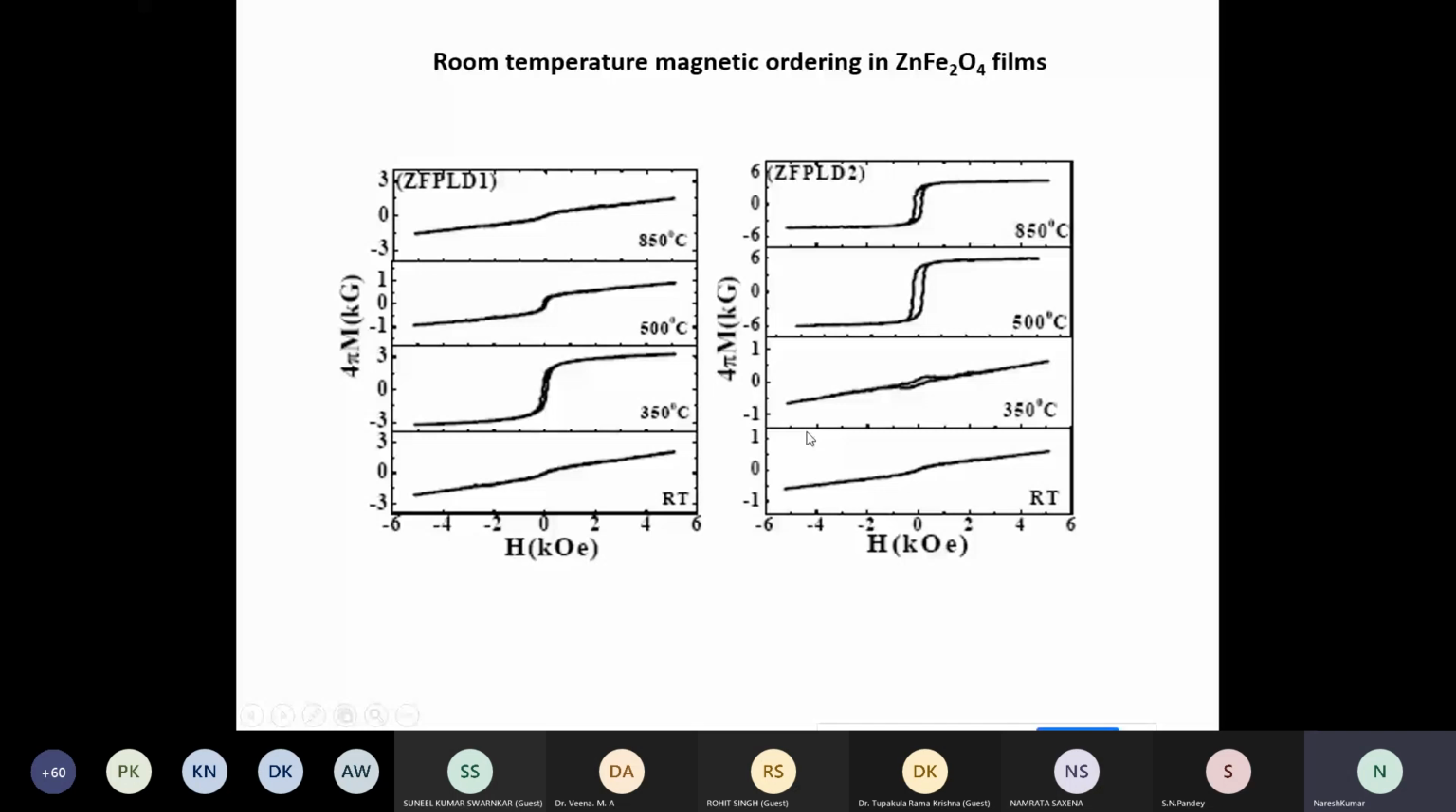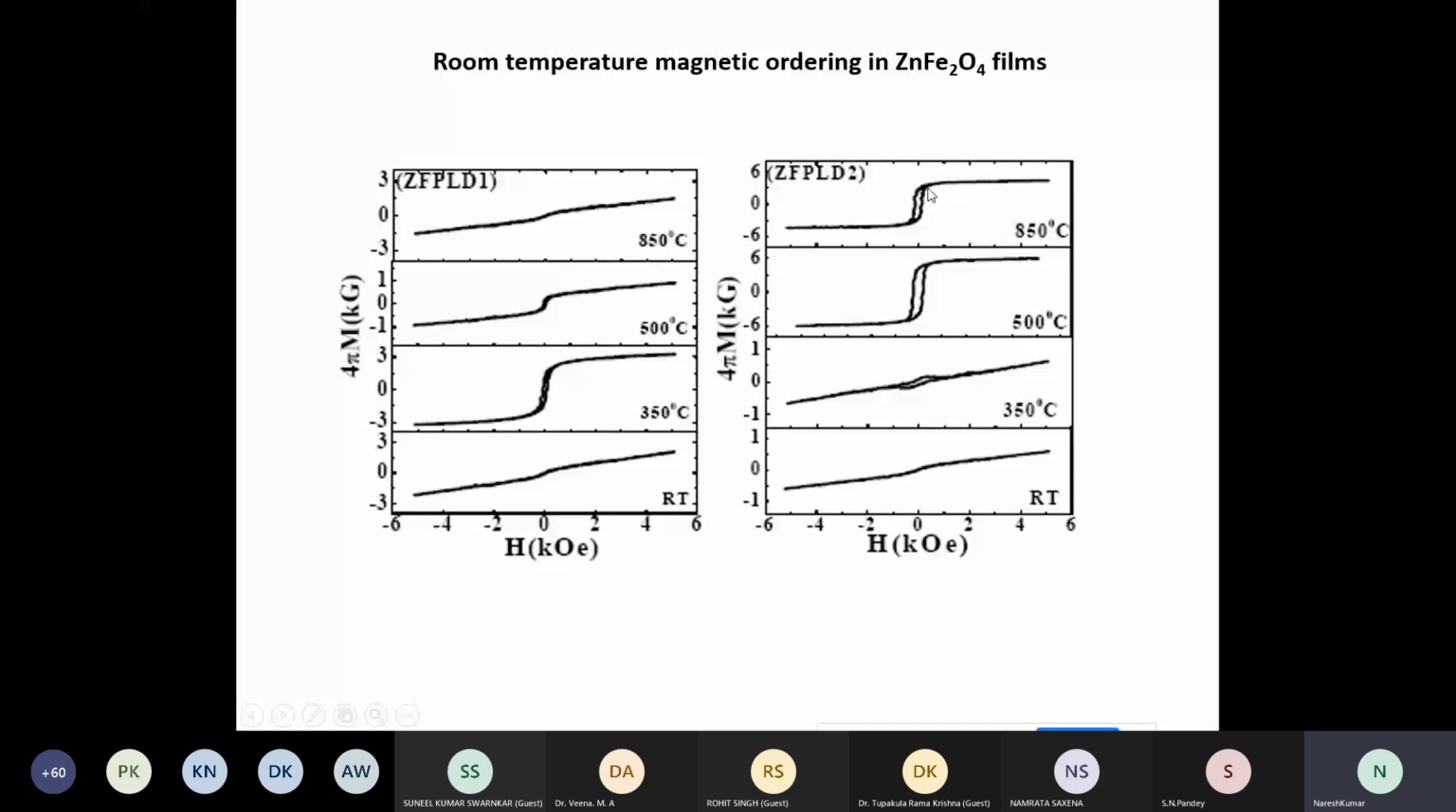it is paramagnetic at room temperature in bulk, but when we synthesized it in thin film form at different temperatures, this is the film in oxygen, this is a film in inert atmosphere. So in inert atmosphere, you see, we have got a very good hysteresis loop. It shows very good quality zinc ferrite films with magnetization.